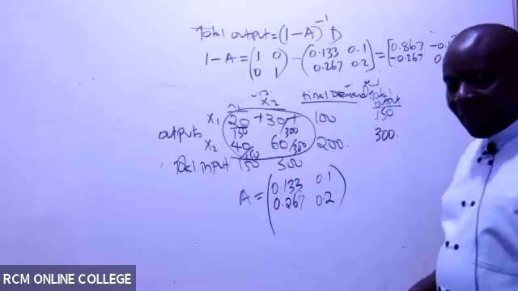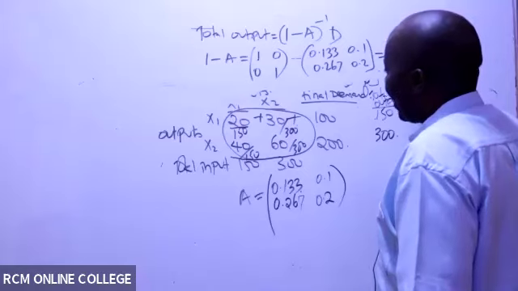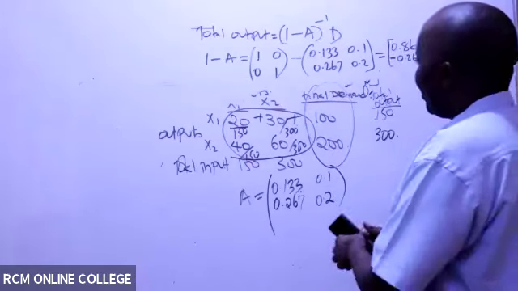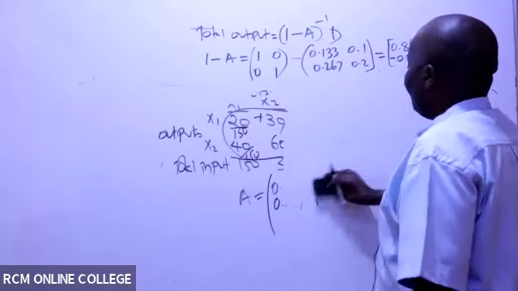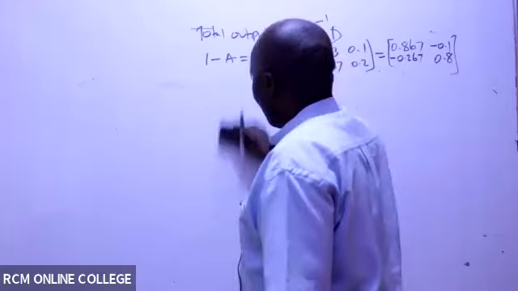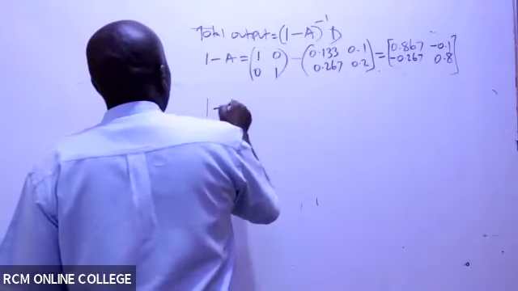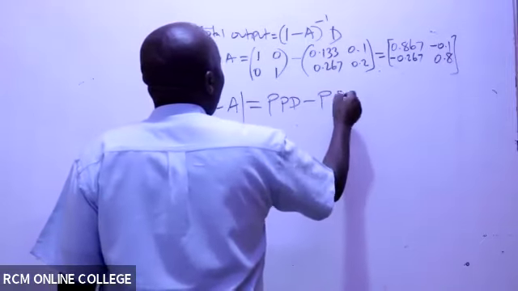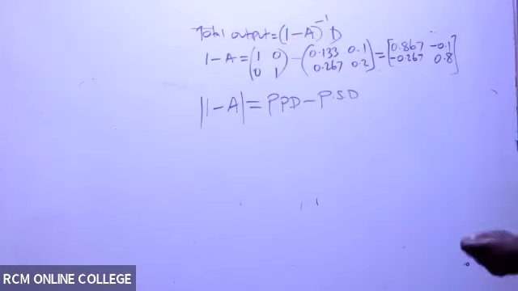Once I get that I minus A, the next thing is to get the determinant of this I minus A. Please remember, I will be using this final demand later, so I'm circling these figures. So I want what we call the I minus A determinant, which is PPD minus PSD. It is the product of the primary diagonal minus the product of the secondary diagonal.